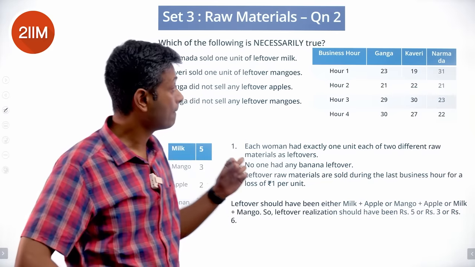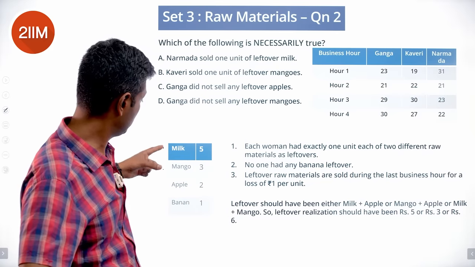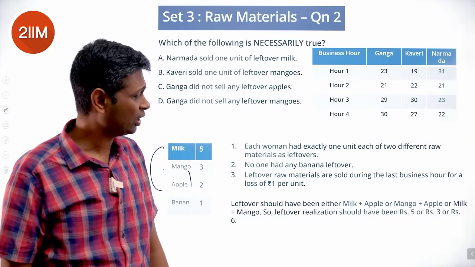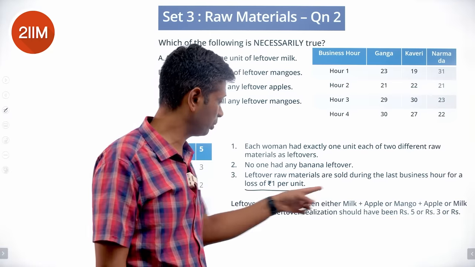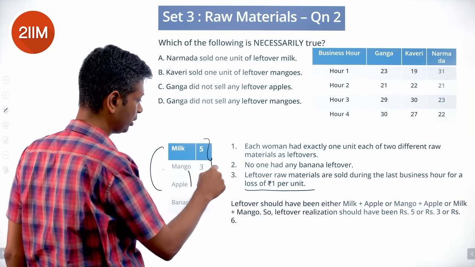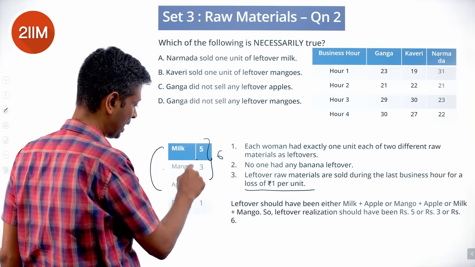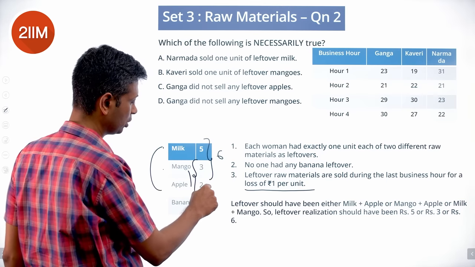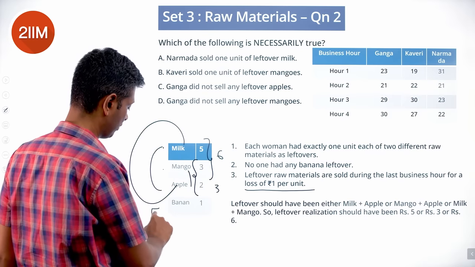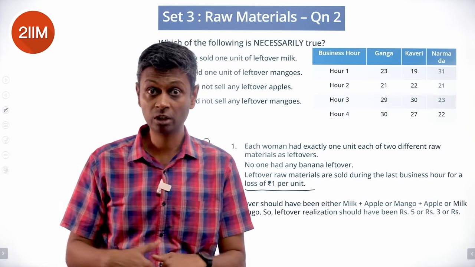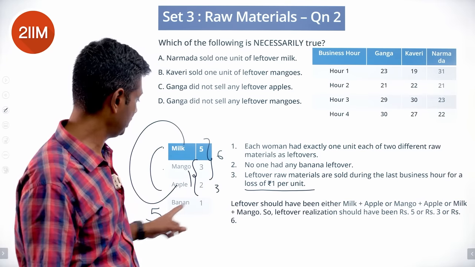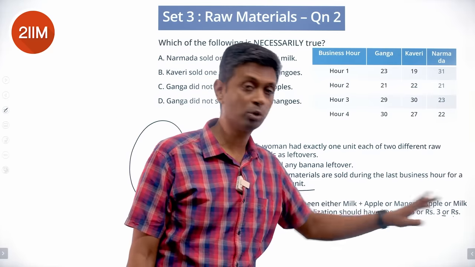So they could have had milk and mango, milk and apple, or mango and apple. That's the combination. Leftover raw materials are sold at a loss of 1 rupee per unit. So if you sell milk and mango, 5 plus 3 is 8, you get 6 rupees. If you sell mango plus apple, 3 plus 2 is 5, you get 3 rupees. If you take milk and apple, 5 plus 2 is 7, you get 5 rupees. So your realization from selling leftovers is either 5, 3 or 6, depending on what combo you're selling.